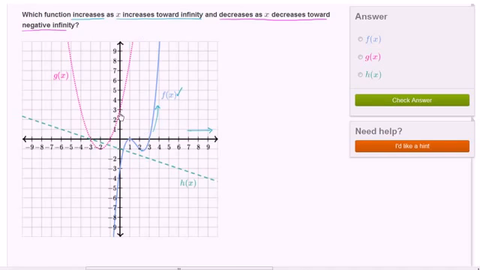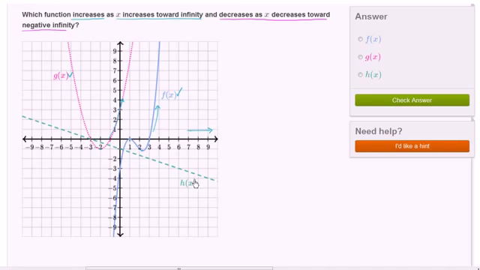Now let's think about g of x. Once we get past this minimum point right over here, as x gets larger and larger and larger, as it approaches infinity, g of x seems to be getting larger and larger and larger. G of x is moving up. So g of x also seems to make this first constraint.